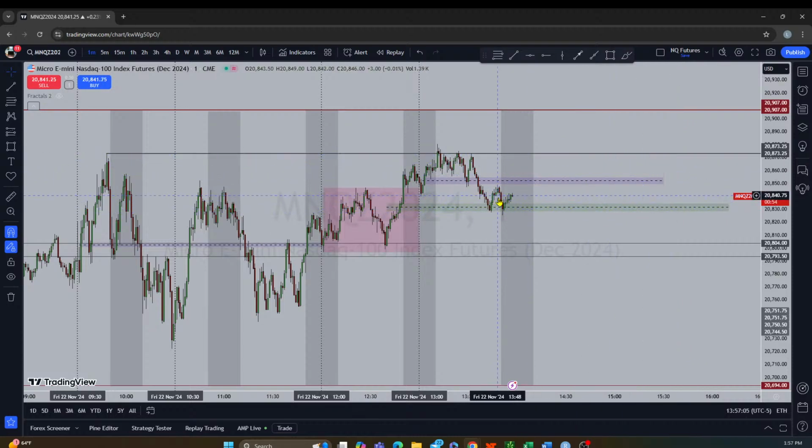See how that gap got completely filled, right? I don't want to see that. Well, here we go. Getting the first presented fair value gap.